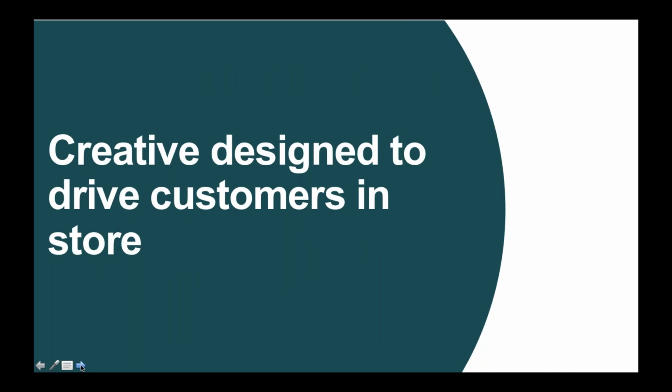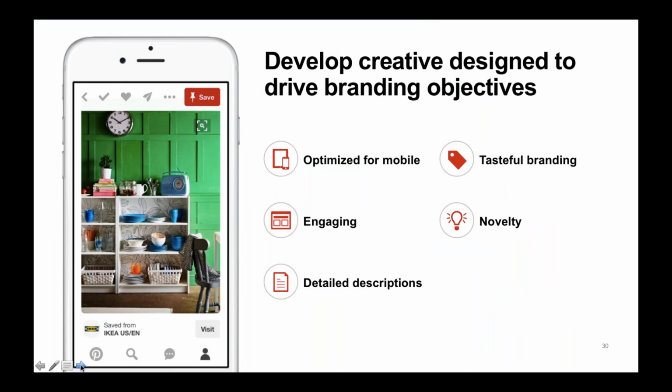Now let's take a look at some creative design to drive some customers in store. When developing creative design to drive brand objectives, we're going to show off some examples for these 5 different tactics: optimize for mobile, making the pin uber engaging, having a detailed description, incorporating some tasteful branding, and then having some sort of sense of novelty, never been seen before, or as I like to put it, having my mom say, "Oh, I found this on Pinterest."